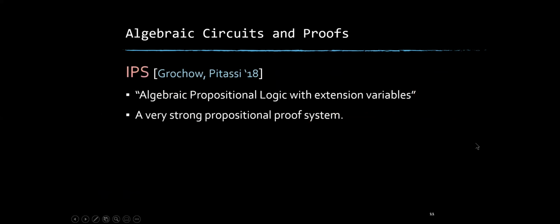Now, another concept that is helpful here is the concept of an algebraic strong proof, and here we are going to use IPS, the ideal proof system, as defined by Grochow and Pitassi. And this you can consider again intuitively as an algebraic version of propositional logic with extension variables. I'm not going into details here, it's not essential for this talk. But you only need to know that it is a very strong propositional proof system and it is open whether there are hard instances for it.